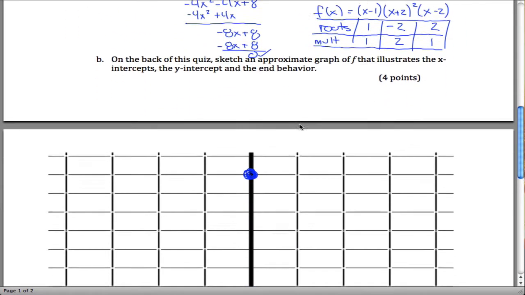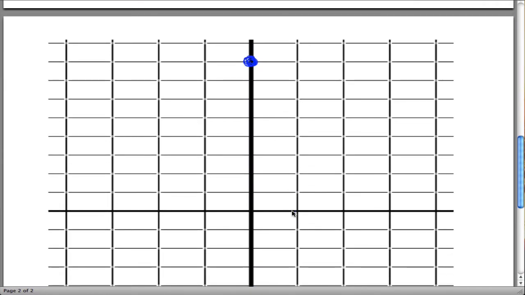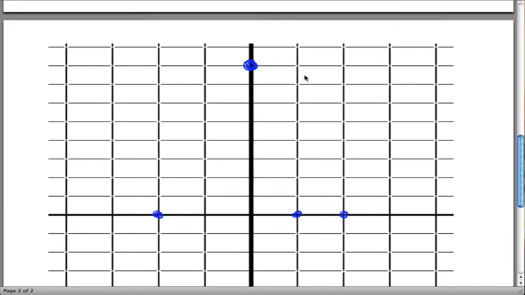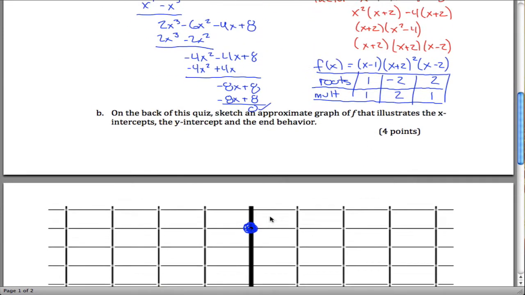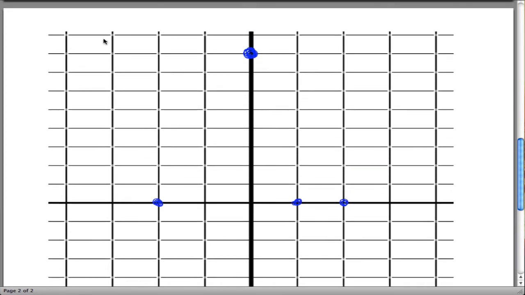My roots are at 1, negative 2, and positive 2. Here's 1. Here's negative 2. Here's positive 2. However, the multiplicity on the root at negative 2 is even. So the graph's going to kind of come down here and hit this point and bounce off. Turn around. Head up like this and go through this point. And it's going to head right back down here. Make sure it gets through this point. Turn back around. Kind of missed that point.